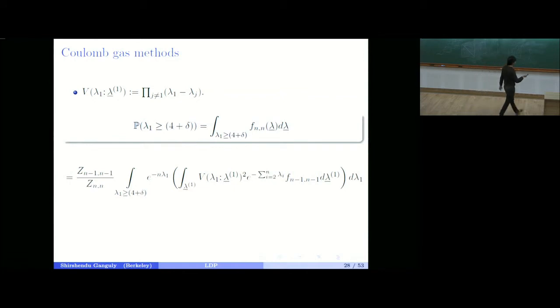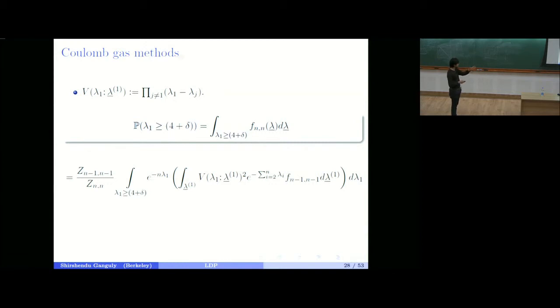So okay, we want to compute this: lambda 1 bigger than 4 plus delta, this density, the joint density of n eigenvalues on this region lambda 1 bigger than 4 plus delta, of course, triviality. But now you want to make some manipulation. Remember the density has a Z_{n,n} downstairs, right? That's what makes it a probability measure.